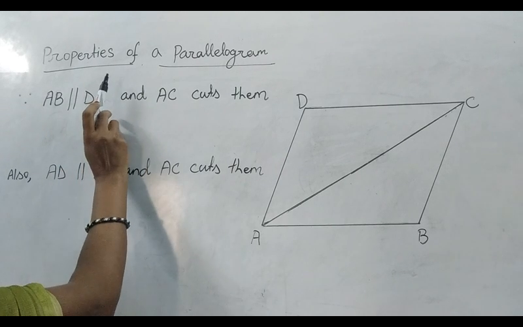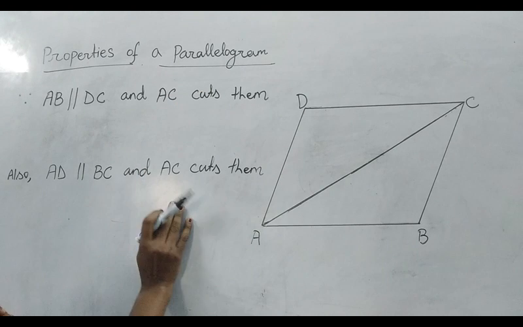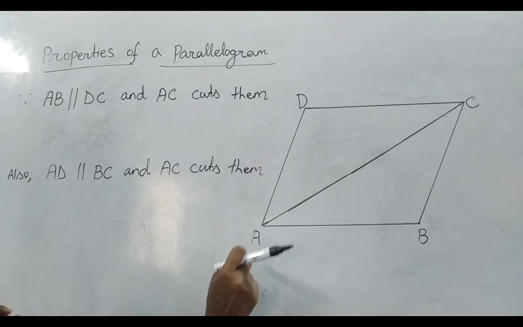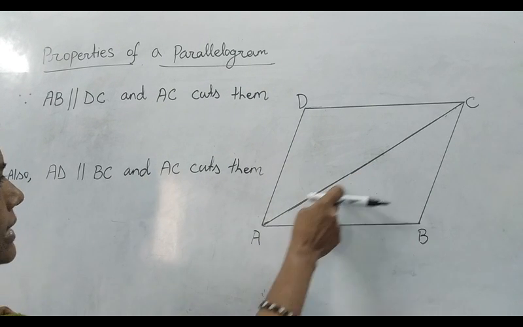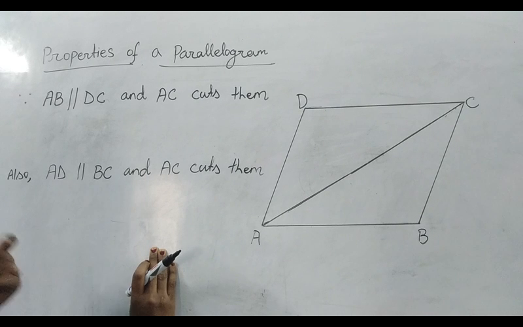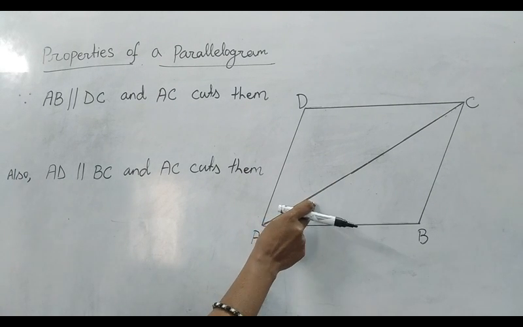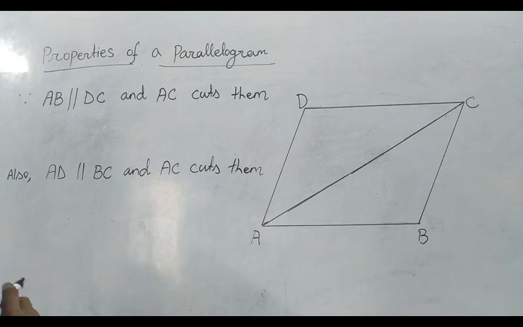Today again we continue the properties of parallelogram. In this figure of parallelogram ABCD, one diagonal AC is given. Now we will study some property of the parallelogram related to the diagonal and the angle.